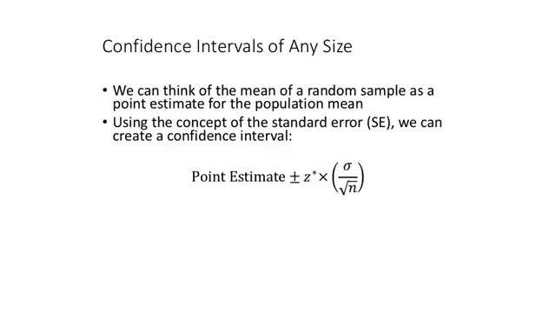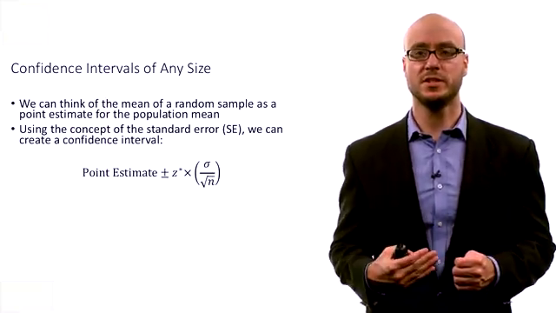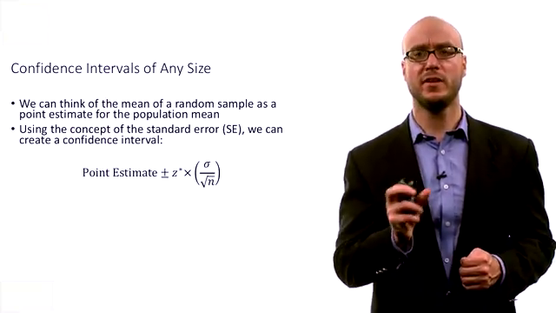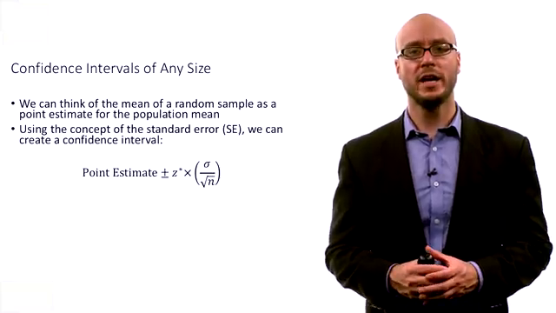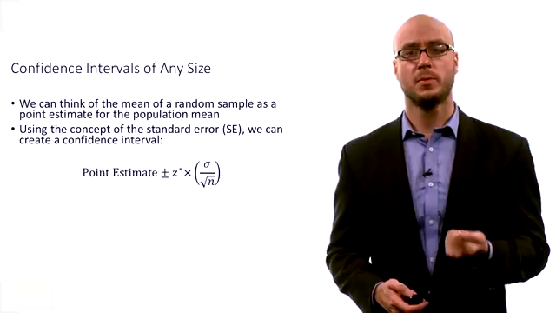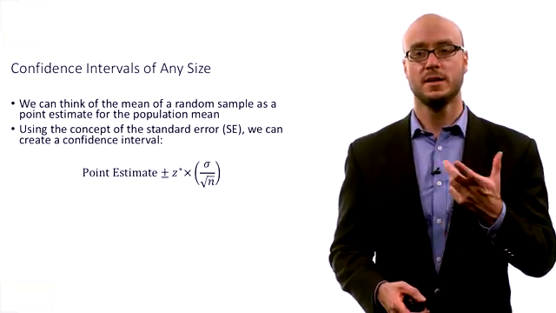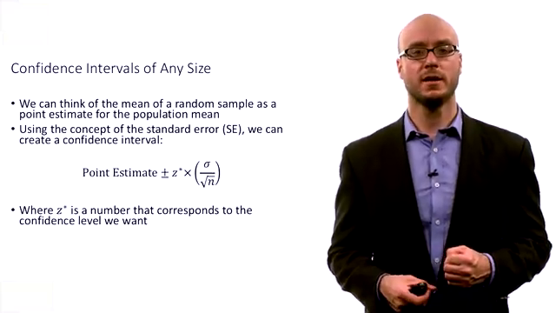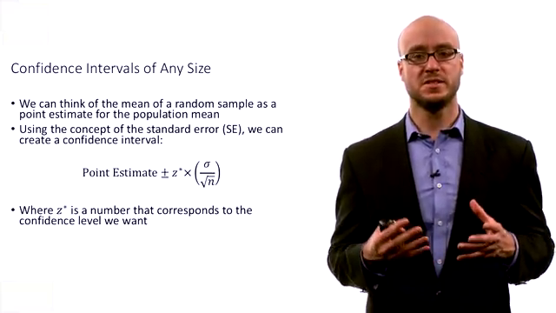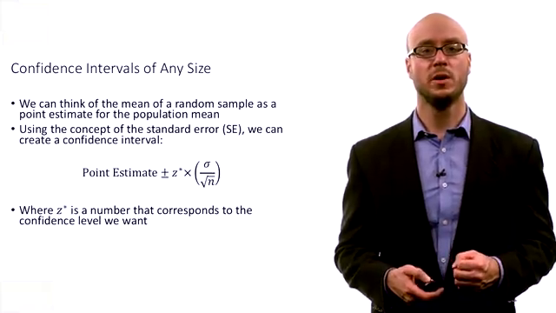But again, using the concept of the standard error, which is just the population standard deviation divided by the square root of the sample size, that's the standard deviation of the sampling distribution, we can create a confidence interval of any size using a point estimate plus or minus a critical value, which we call Z star, times the standard error. This critical value, or the Z star, is a number that corresponds to the confidence interval we want.